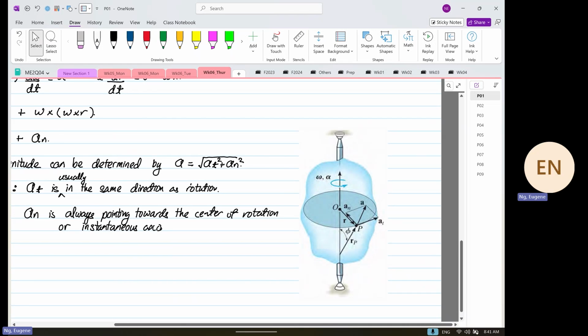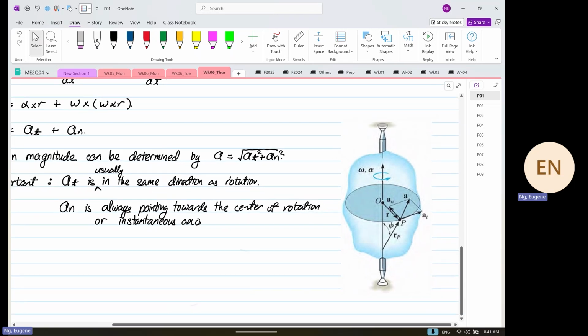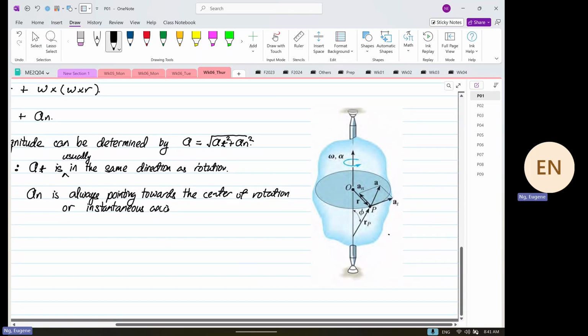So from here, what I mean by this statement is, this is our rotational direction. So AT is usually the same direction as the rotation. More important is AN is always pointing towards the center of rotation or towards the instantaneous axis.